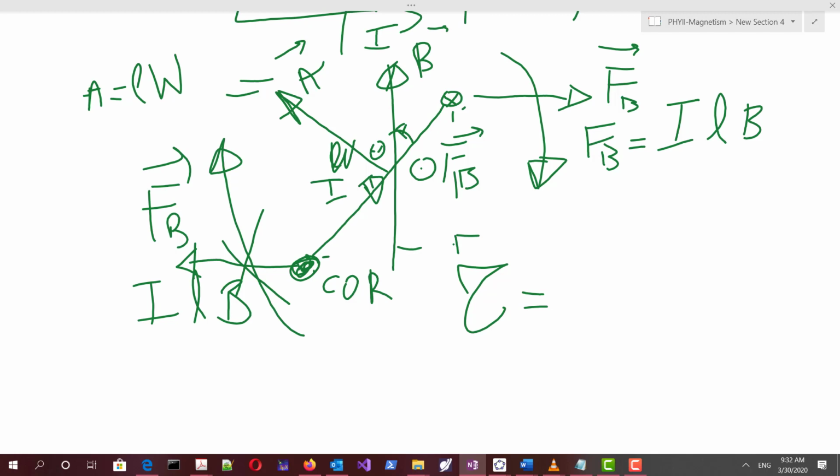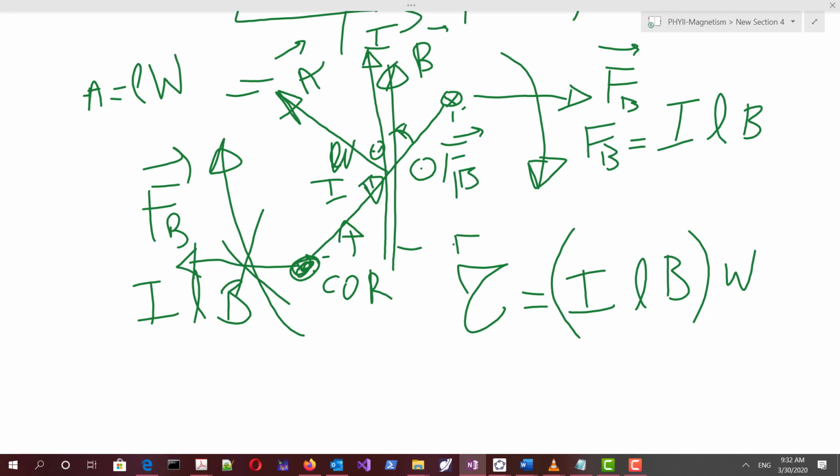So the torque in magnitude is going to be the magnitude of the force itself, which is ILB, times the width W, times the sine of this angle. And this angle is related to this angle in here. Let me draw the magnetic field from this point, because remember, I have a magnetic field there. I'm going to call this angle theta. And I'm going to argue that these two angles are the same. Let's see why. This side of theta is perpendicular to this side of that angle, and this side of theta is perpendicular to the other side of this angle. Therefore, these two angles are the same, because there is a theorem in geometry that says if two angles have perpendicular corresponding sides, they must be the same angle. So this is sine of theta.